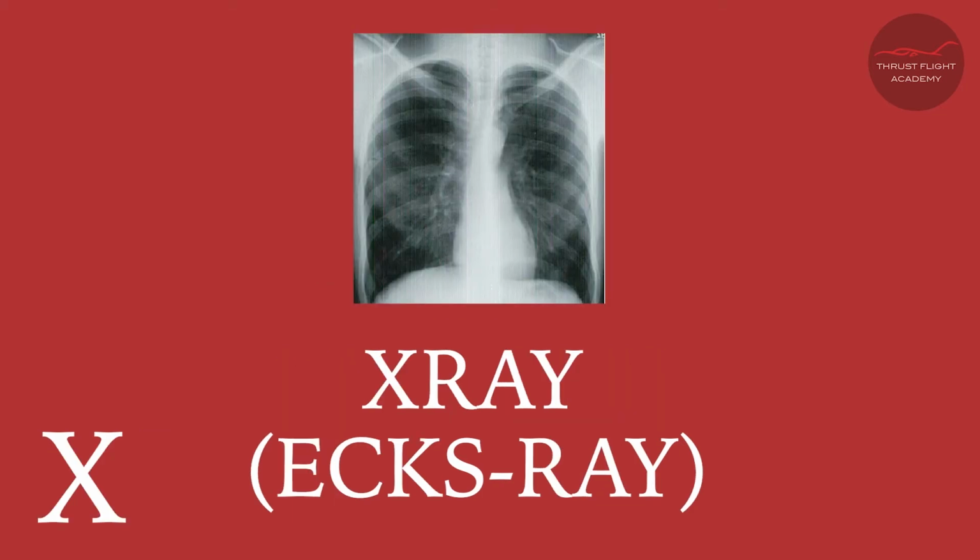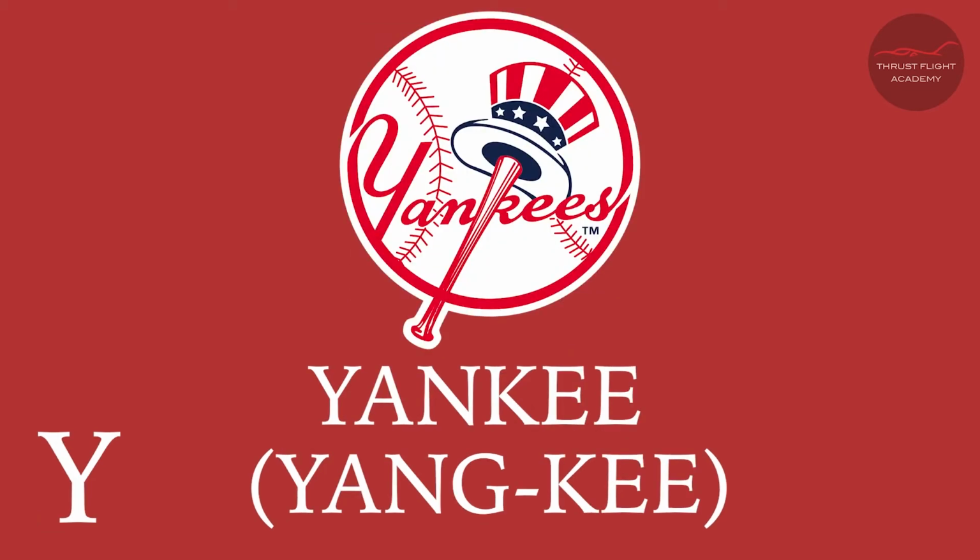And then X-ray, as in I can see through stuff. X-ray, that would be a really cool superpower actually, along with flying, obviously. But X-ray, you got that one pretty straightforward. Y, we're doing Y for Yankee. Yankee is how you would pronounce that one, so Yankee.